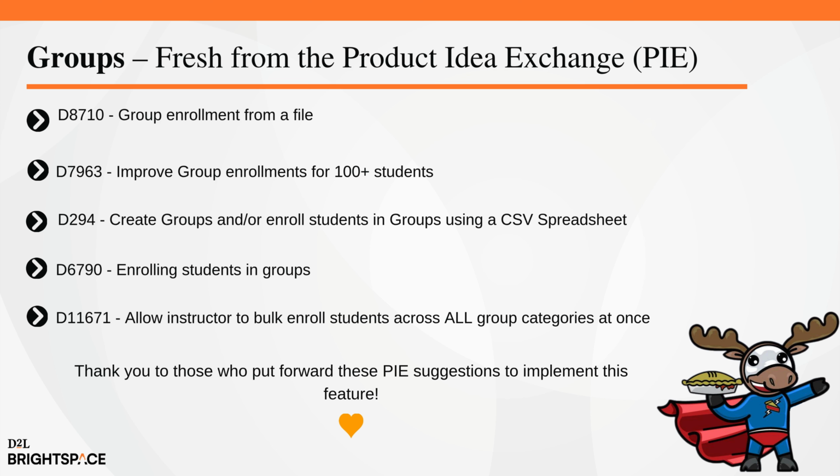D8710, group enrollment from a file; D7963, improve group enrollments for 100+ students; D294, create groups and/or enroll students in groups using a CSV spreadsheet; D6790, enrolling students in groups; D11671, allow instructor to bulk enroll students across all group categories at once. Thank you to those who put forward these PI suggestions.